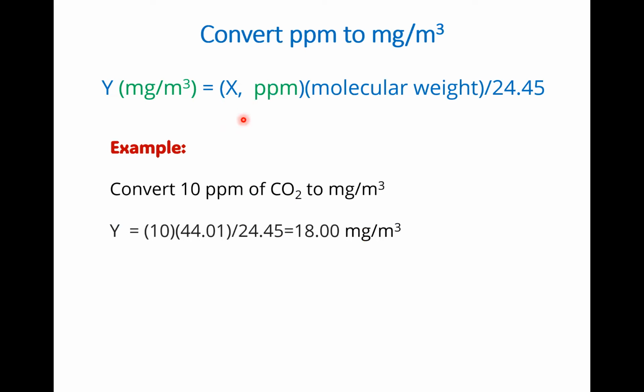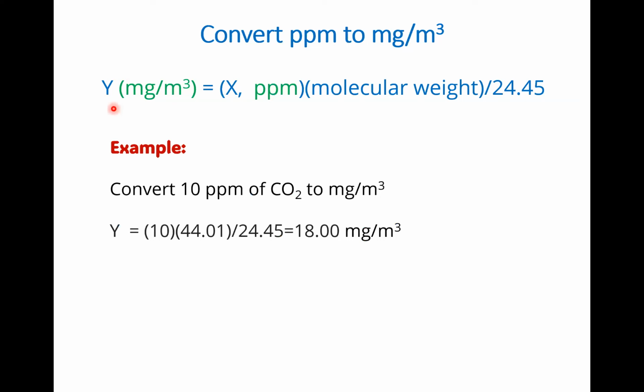So let's start with how to convert parts per million to milligram per cubic meter. You need to know the molecular weight of the gas that you are interested in. Say we are interested in converting parts per million of carbon dioxide. It would be different from converting the same amount of methane to milligram per cubic meter.